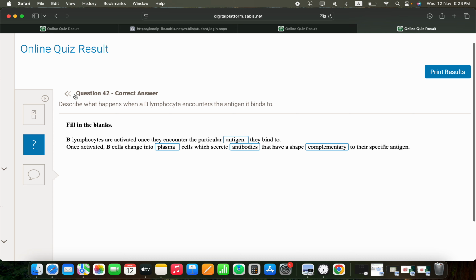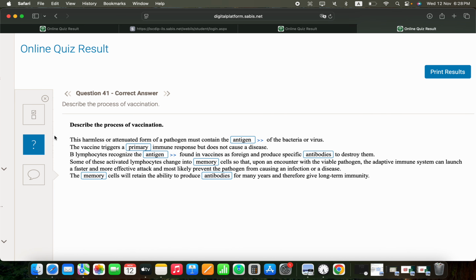Right, okay. B lymphocytes are activated once they encounter the particular antigen they bind to. Once they're activated, B cells change into plasma cells, which secrete antibodies that have a shape which is complementary to their specific antigen for them to bind to, of course.